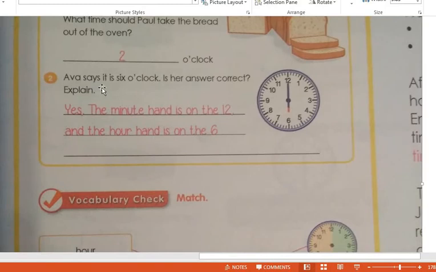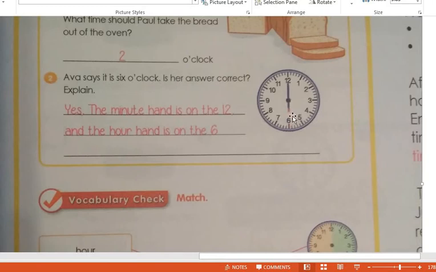Ava says it's 6 o'clock. Is her answer correct? Explain. What did you see? What did she say? She says that it's 6 o'clock. Yes or no?